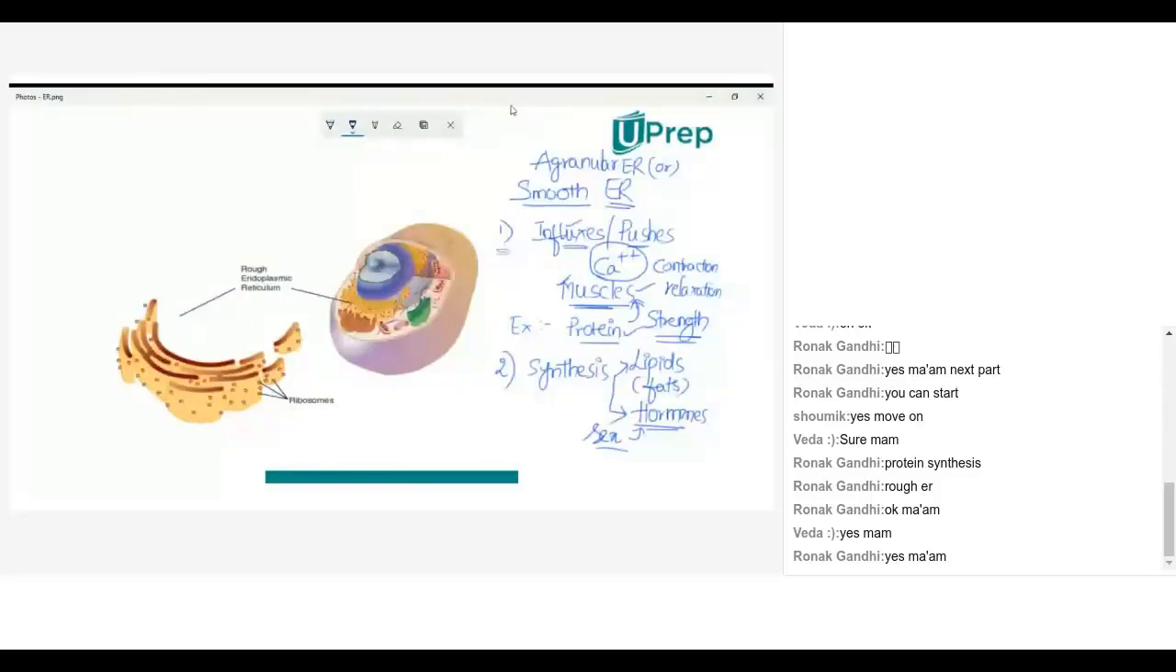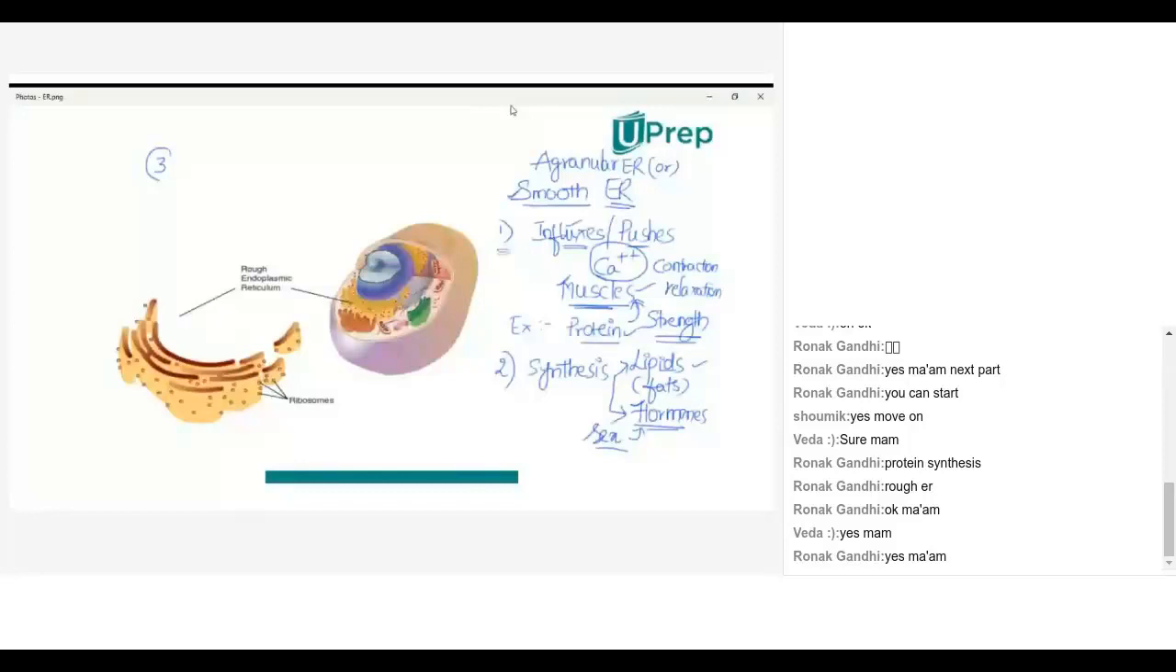Okay. Now here the hormones. Hormones are the factors that control the mental and emotional and physical levels of a person. So such hormones will be synthesized by smooth endoplasmic reticulum. See how important the smooth endoplasmic reticulum is. Synthesis of some fats, we call them lipids, and synthesis of hormones is the second function of smooth endoplasmic reticulum.